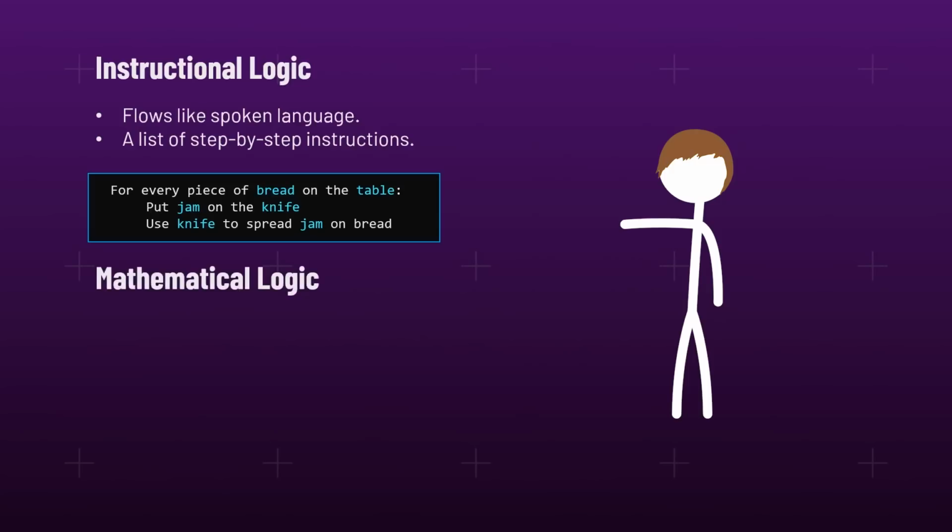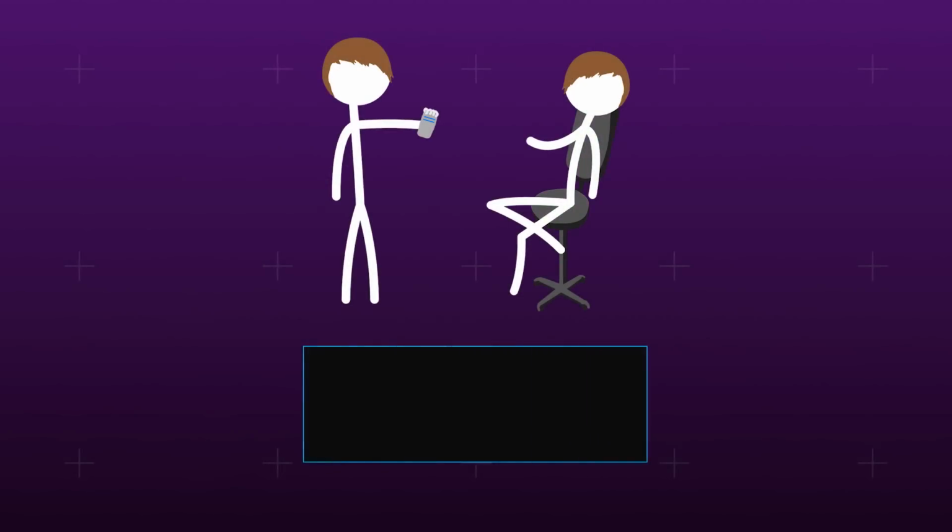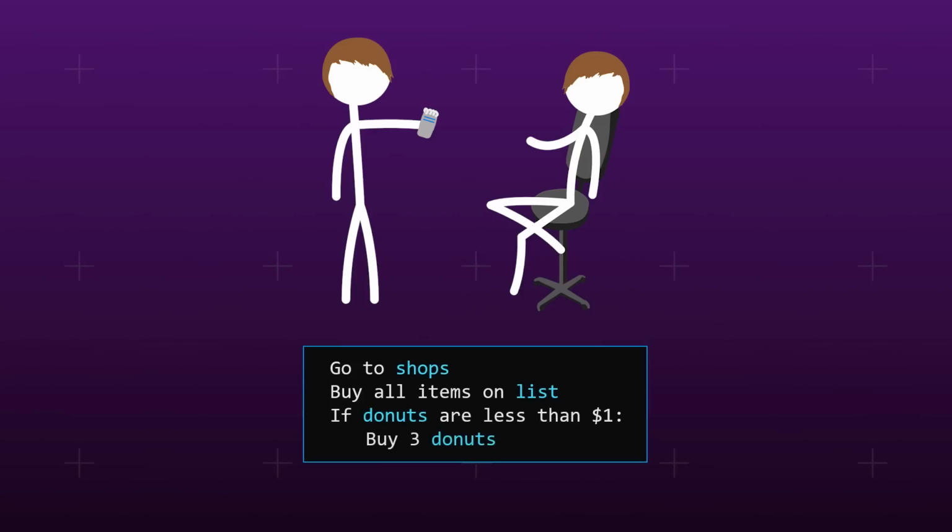Mathematical logic, in this context, is usually applied when a very specific kind of functionality needs to be made that can only be achieved through some form of calculation. In the case of the robot arm example, getting the arm to pick up an object at a specific location requires that the angles of each axis, as well as the physical forces that act on them, are calculated mathematically to achieve the goal. Instructional logic is the same kind of logic you would use to tell another person to do something, like go to the shops and buy all of the items on a list, including any specific conditions, such as if the donuts are under $1, then buy 3 of them.